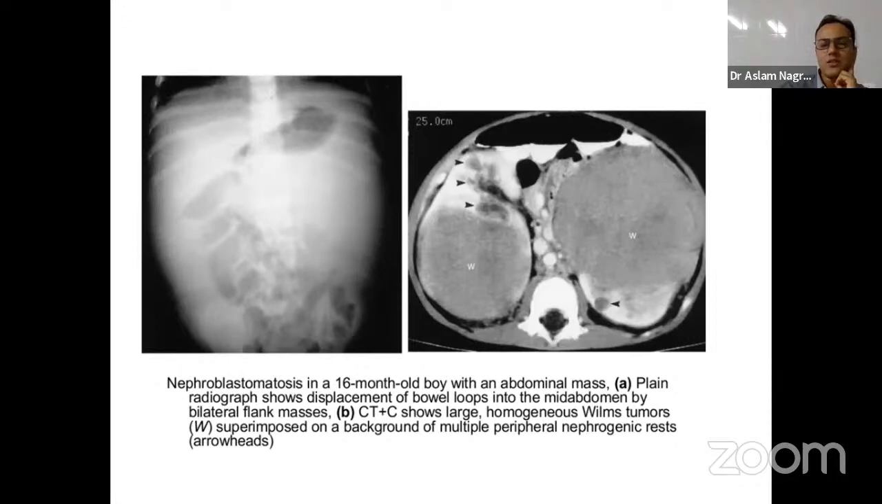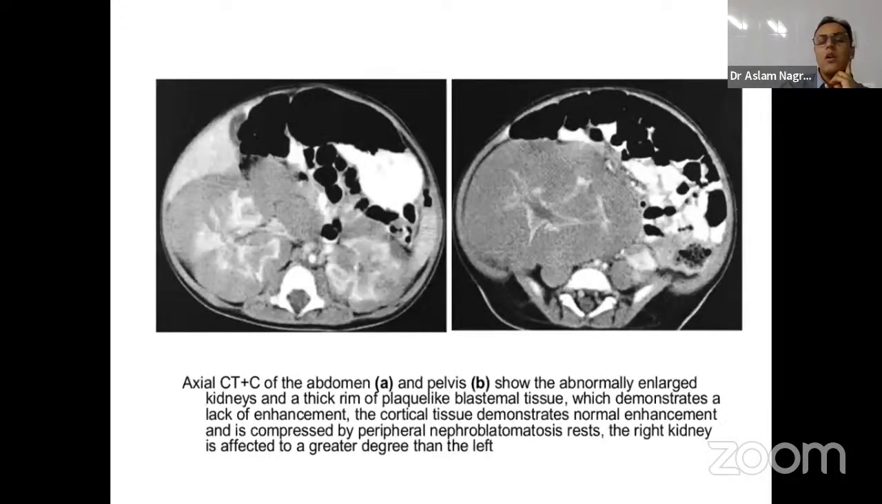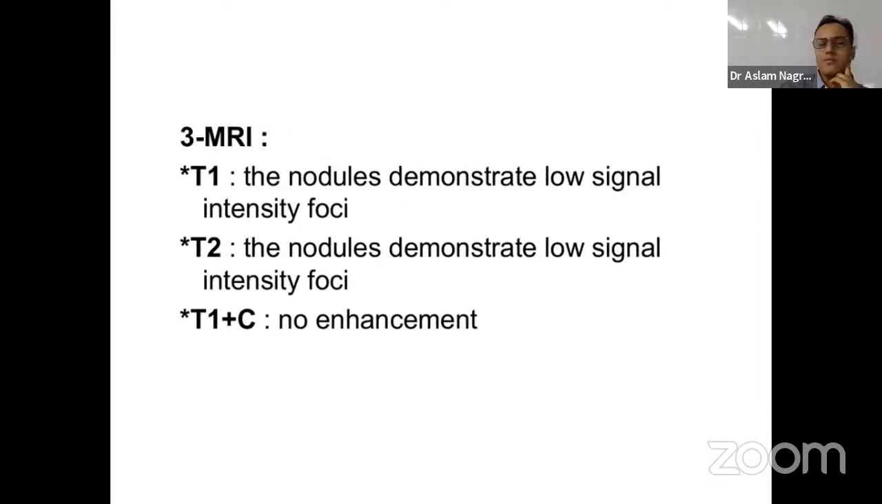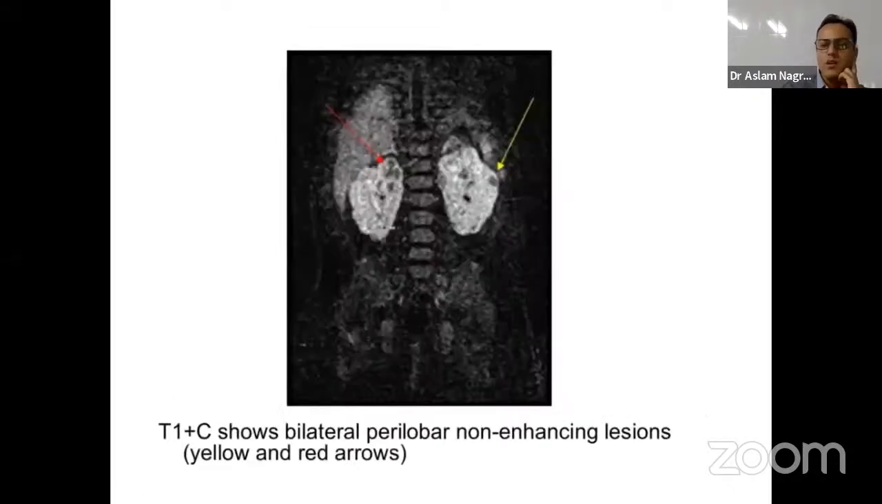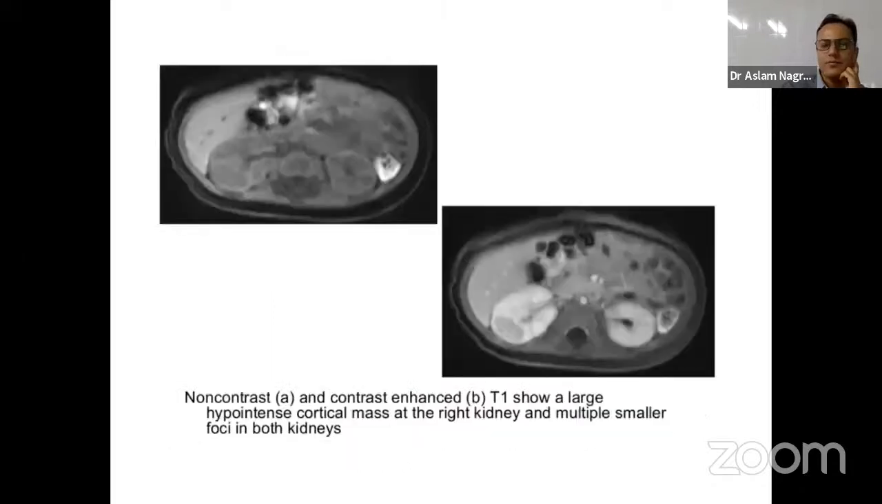Another case, on MR, the nodule shows a low signal on T1. And nodule may demonstrate low signal intensity foci in T2 as well. There is no enhancement, as opposed to what we see in RCC. RCC means there is abrupt enhancement on T1 contrast. In this case, there will be no enhancement. So this is a T1 contrast image. We completely miss this lesion on the T1 and T2; contrast enhanced images show foci of nephroblastomatosis. There's a non-enhancing lesion here, which was not detectable in native T1 and T2. Another case showing the same. So this is a mass here.